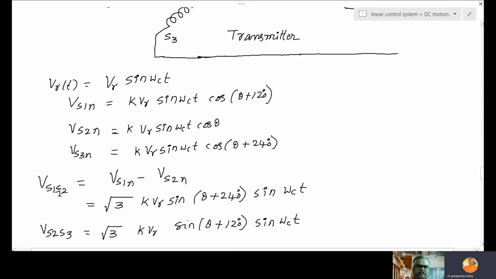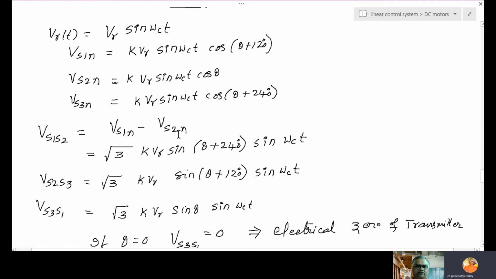Then the voltage across S1 and S2. These three are written with respect to neutral, V_S1N, where N means neutral. This is like a phase voltage. Now the difference is like a line voltage. Line voltage means the voltage between two lines. Phase voltage is the voltage in a line with respect to neutral. So this difference we have to take.